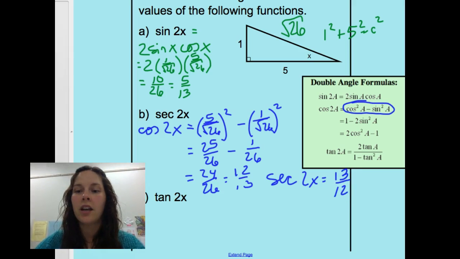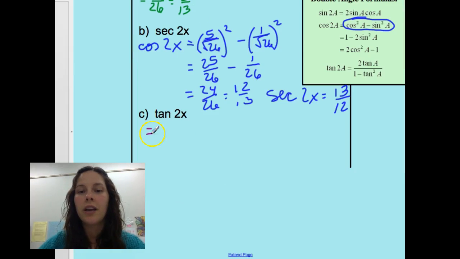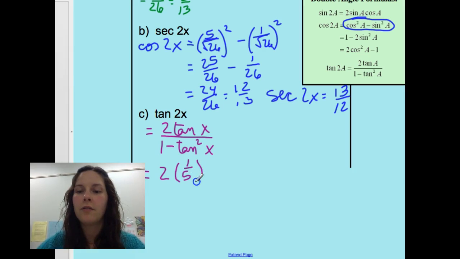And finally, we'll take a look at our tangent formula. So we have 2 times the tangent of x all over 1 minus tangent squared x. Substituting our tangent value, tangent was 1 over 5, minus that 1/5 squared. And we do have a fraction within a fraction, so we're going to have a little bit of algebra on this one.